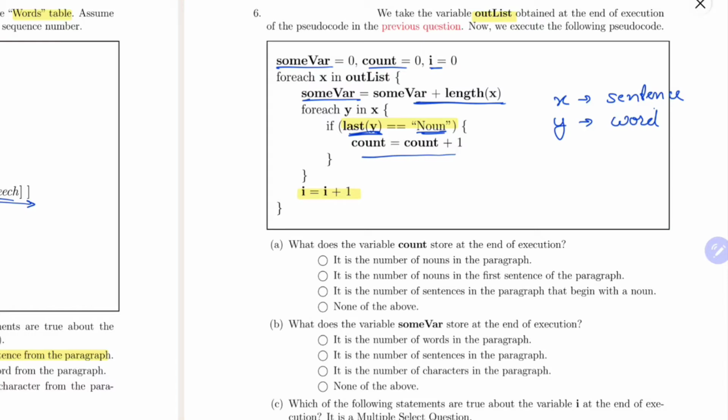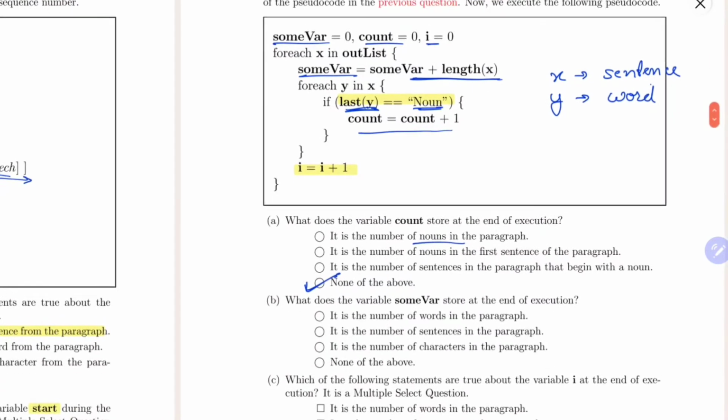A is, what does the variable count store at the end of execution? It is the number of nouns in the paragraph. It is the number of nouns in the first sentence of the paragraph. It is the number of sentences in the paragraph that begin with a noun. None of these. So basically, count is storing the number of sentences that end with a word that is a noun. So it is going to be none of these in this case.